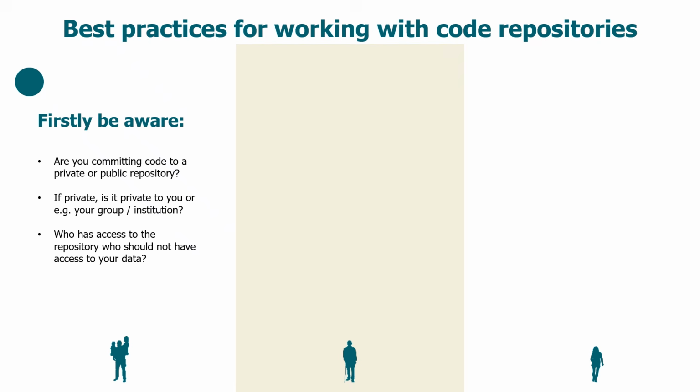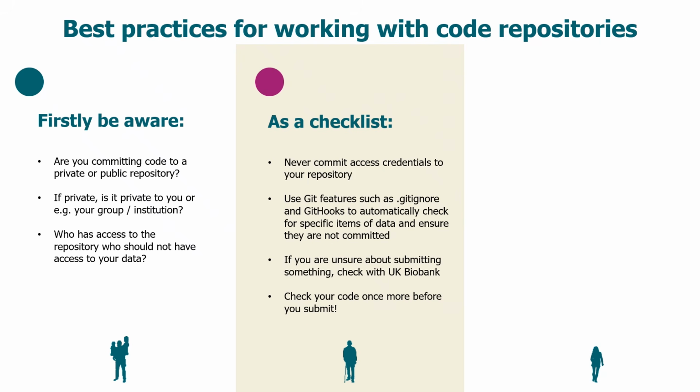When you go to commit code to a repository, there are several checks you should go through before doing so. Never commit access credentials. Make sure there are no access details in your code. This includes, but is not limited to, passwords, keys, and tokens. Look at what you are about to commit. Check exactly what code is going to be committed and make sure that you remove anything that looks like data. It is good practice to review the changes made before committing to a repository.